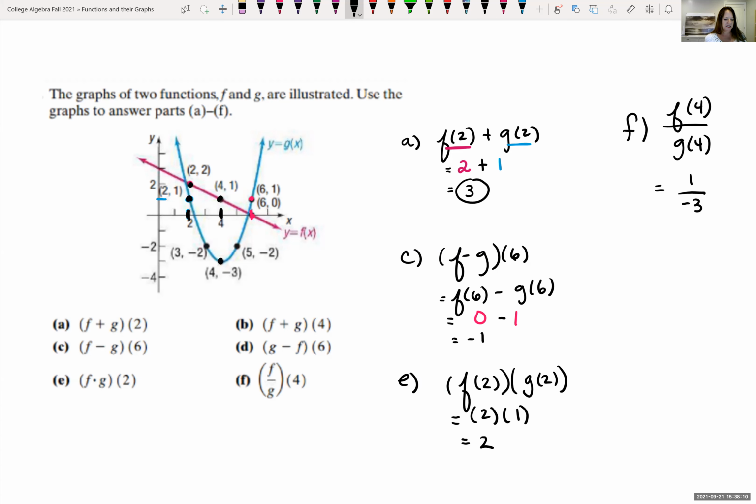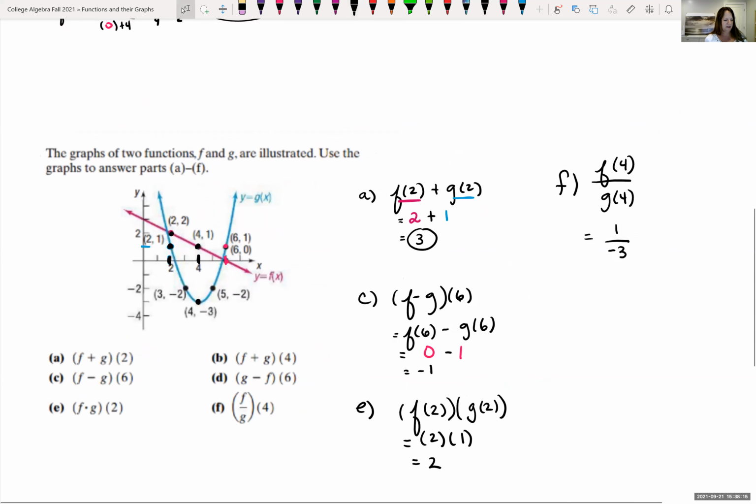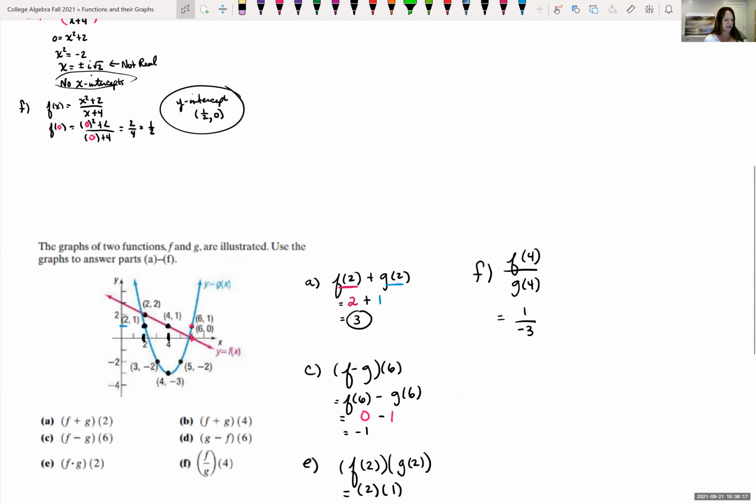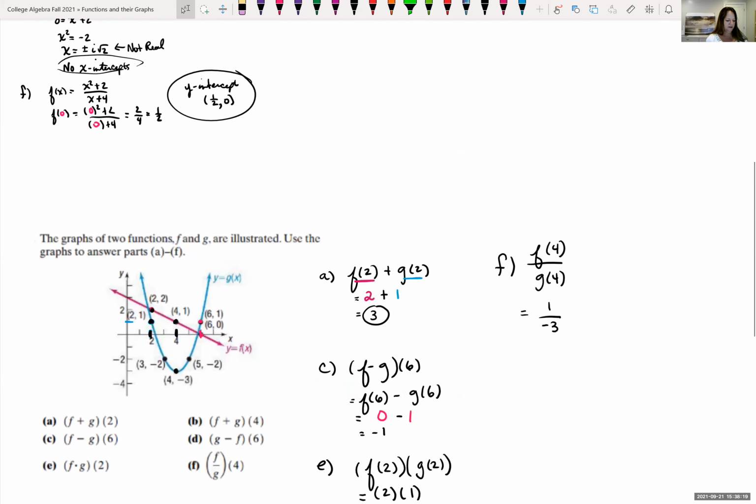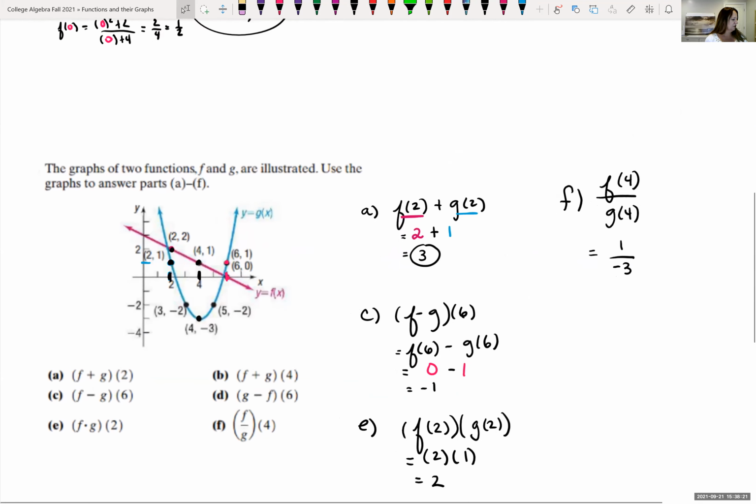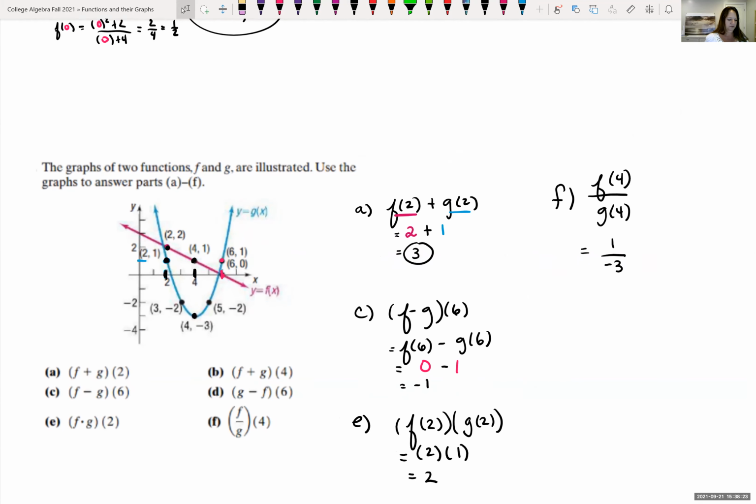Okay, so that was just a review of stuff that was on 3.2, properties of functions. So let's look at 3.3. Let me change my page.